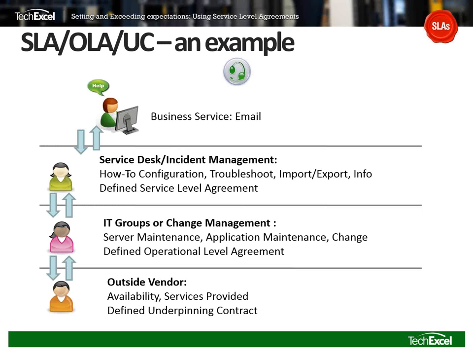Here's a little picture where you look at SLAs, OLAs, and UCs on a business service like email. You can see on the screen how it transpires from the actual user down to the service desk and incident management, and then through your IT group and potentially change management. It might even work its way all the way down to your outside vendor, and then it works its way up through the cycle again.